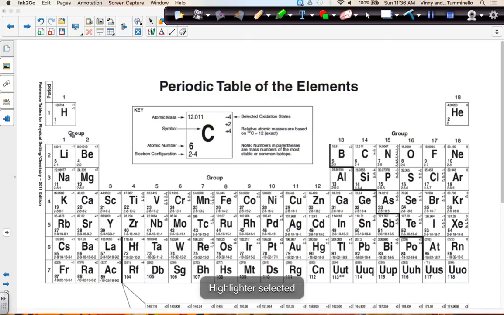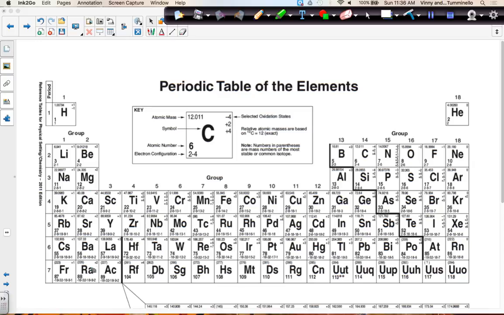So for example, this group right here from lithium down to francium is called the alkali metals. And if we look at all of the members of the alkali metal group, what we can see is that each member has one valence electron. So the last number in their configuration is going to be a 1 for each of them. In group 1, they tend to have 1 valence electron.